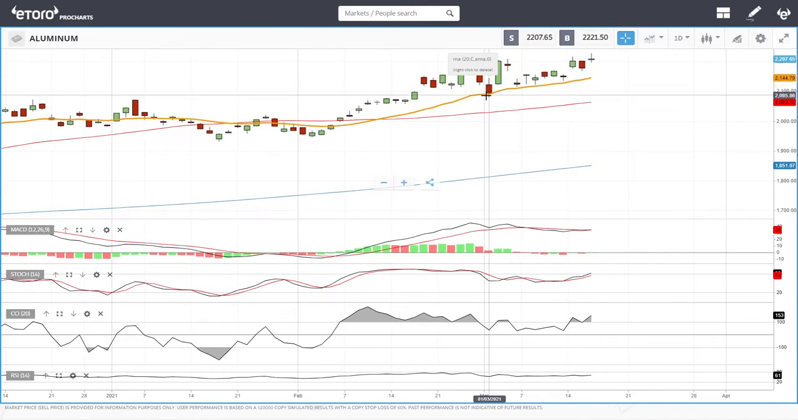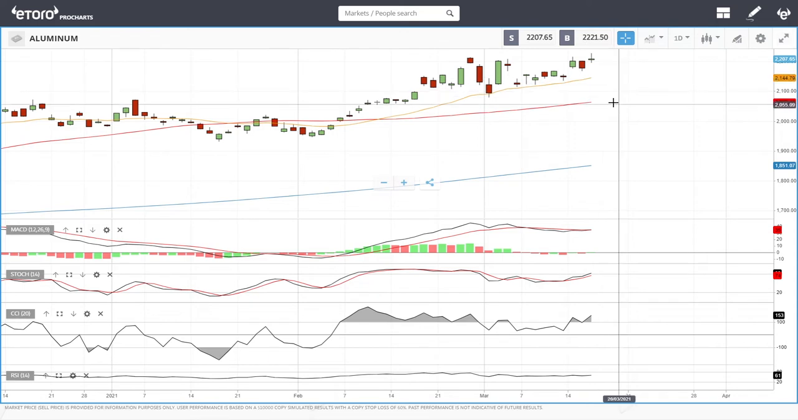Other than that, it has bounced from the 20 exponential. That is probably the best guess where it could enter this market for a buy. A break below the 20 exponential opens the door to the 50 at the 2062. So let's look at nickel.